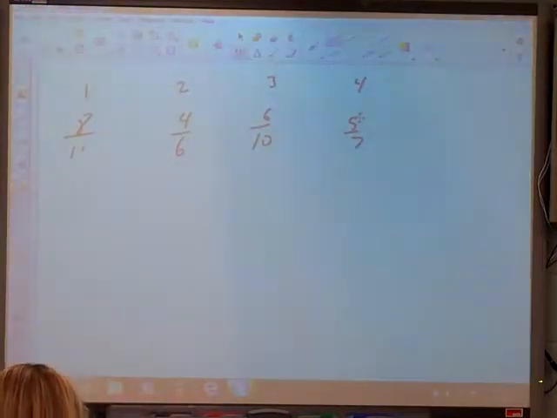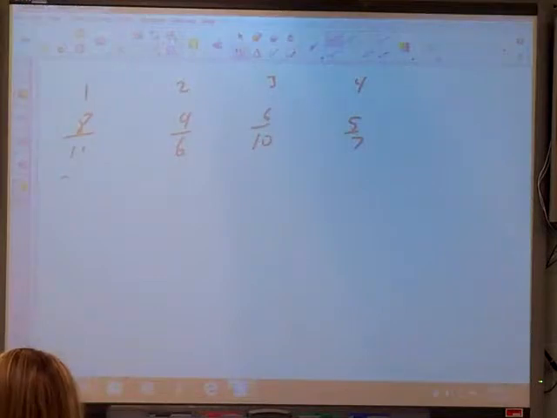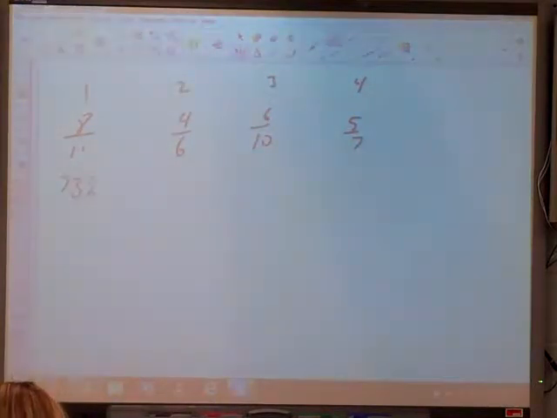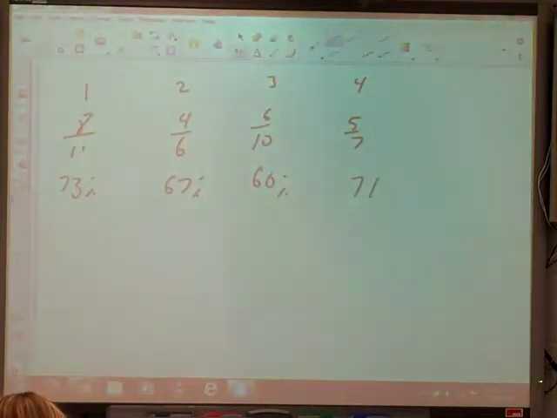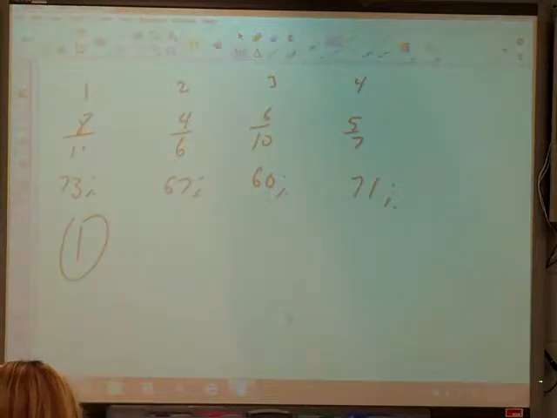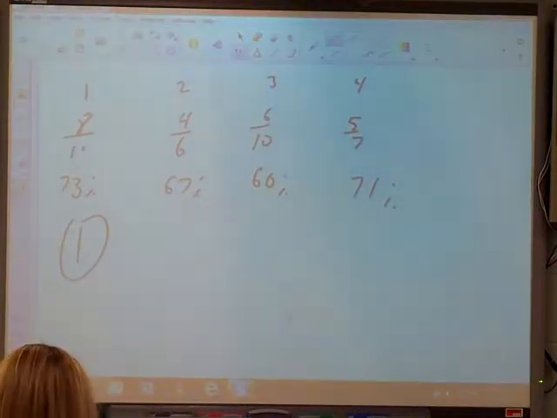Then I went and put those as percentages. Company 1 had 73% satisfied. Company 2 had 67% satisfied. Company 3 had 60% satisfied, and Company 4 was 71% satisfied. So my highest percentage of satisfaction was Company 1. So that's what I would choose: Company 1. They've got the highest percentage of people satisfied. Okay, everybody all right?